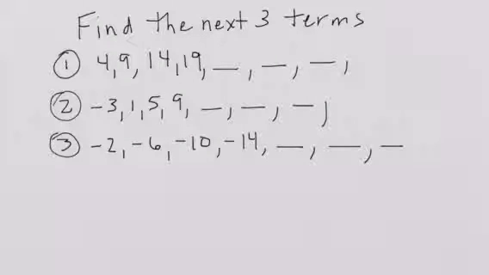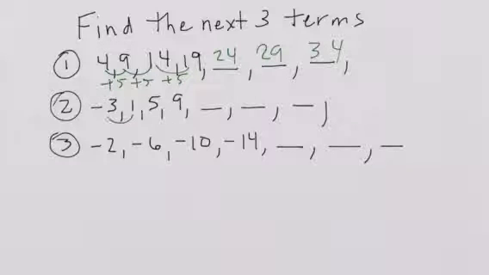How do we find the next three terms? Well, we find the common difference and then we can generate the next three terms. So our common difference here is plus 5. So the next term would be plus 5, which would be 24, plus 5, which would be 29, and then plus 5, which would be 34.